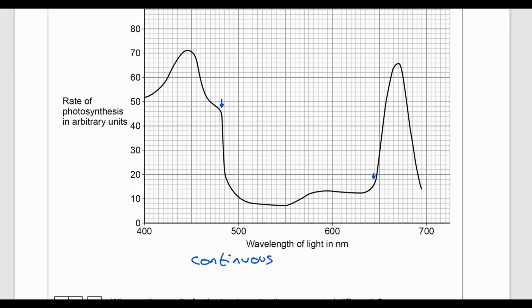So our lowest value for our range would be 480. Our highest value for our range is going to be 645. And that would be our answer for this question.